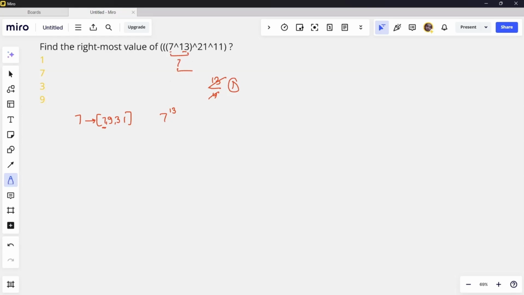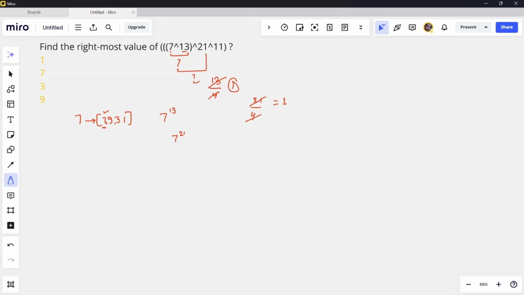Now let's consider another. The expression is now 7 raised to the power 21. Divide 21 by 4, because 4 elements are present in the power cycle. The remainder will be 1. As I told you, we consider the remainder here, not the quotient. So the first number in the power cycle, which is also 7, so the result will be 7.